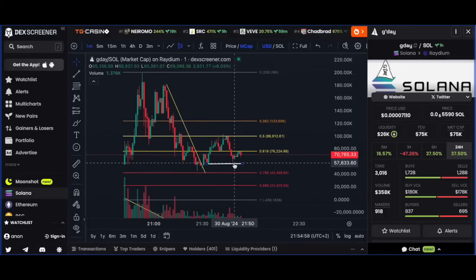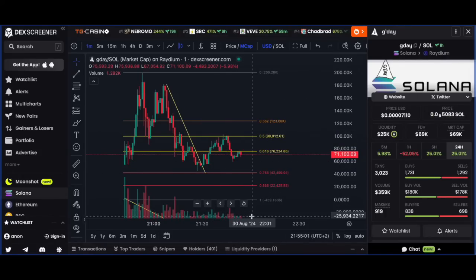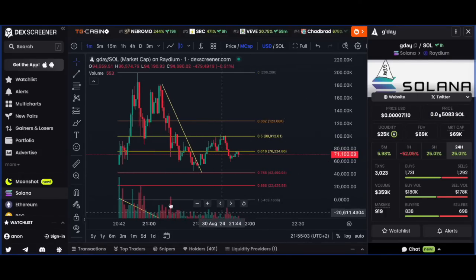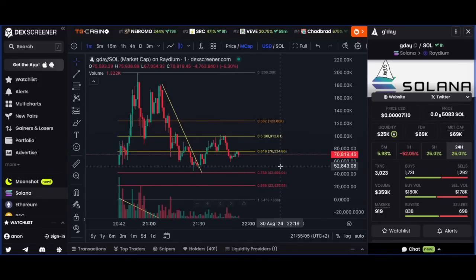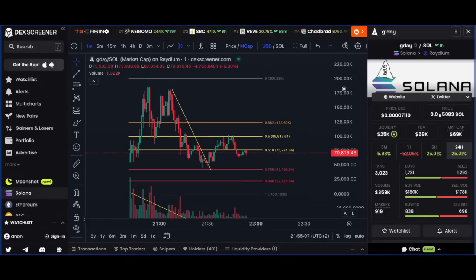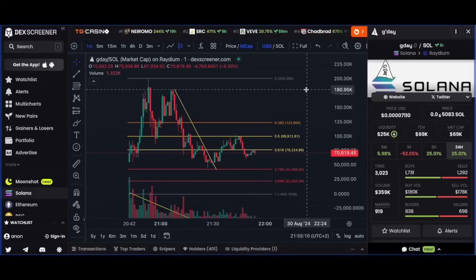So we're still setting higher lows, which is good. But again, like I said, a lot of memes are struggling at the moment because there's not a lot of volume coming in, and a lot of people are still away on summer holidays. A lot of TradFi traders, a lot of hedge funds, they don't trade during the summer. They take breaks, they take holidays.